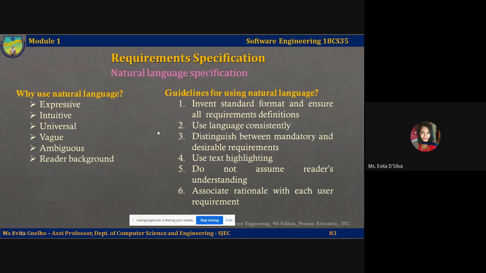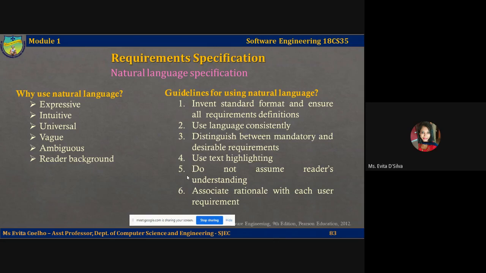Secondly, use language consistently to distinguish between mandatory and desirable requirements. Mandatory requirements are the ones that the system must support and implement, and are usually written using the word shall. Desirable requirements are not essential and are written using the word should. Next, use text highlighting, bold, italic, or color to pick out key parts of the requirements.